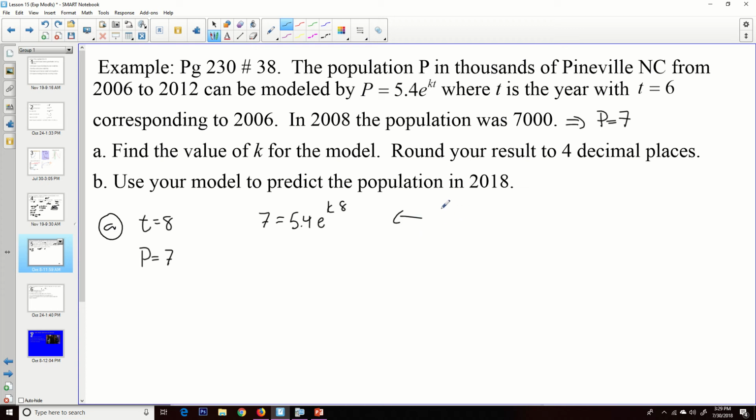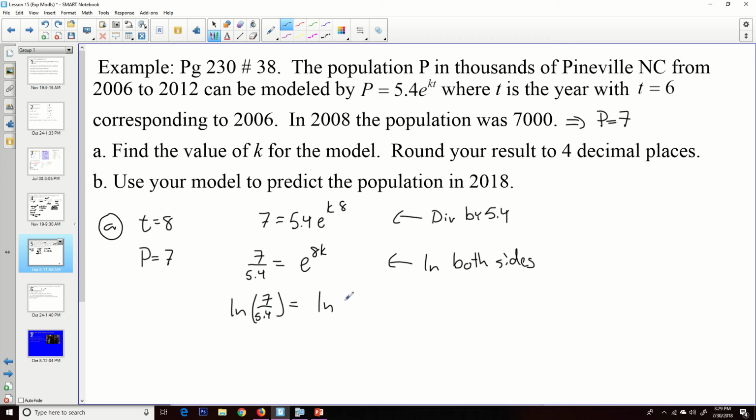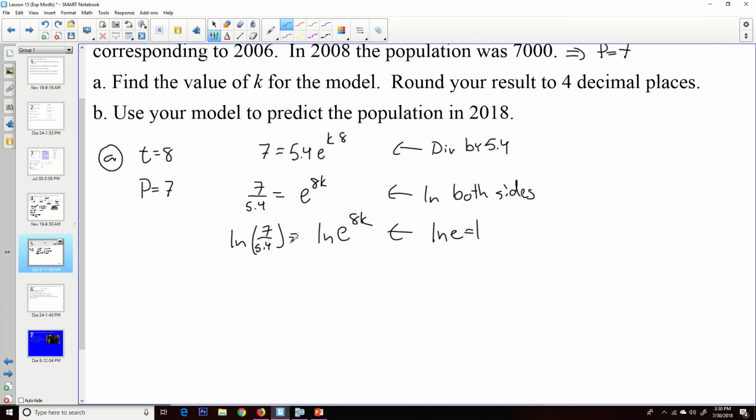And the first thing I'm going to do is divide by 5.4. That'll give me 7 over 5.4 equals e to the, let's rewrite it as e to the 8k there. And then we're going to ln both sides. And so I've got the ln of 7 over 5.4 equals the ln of e to the 8k. And remember, ln e equals 1.